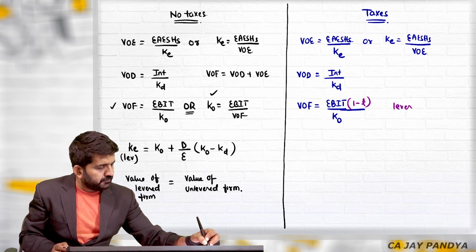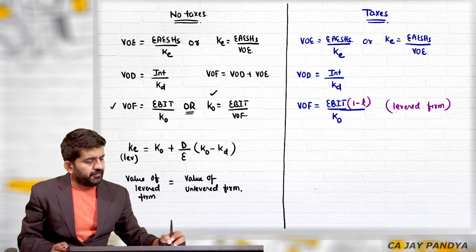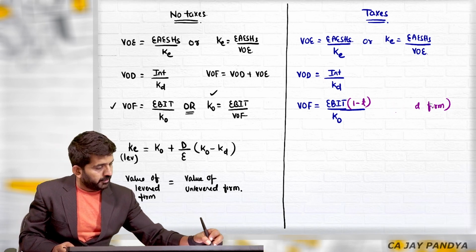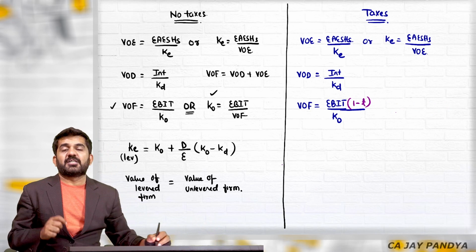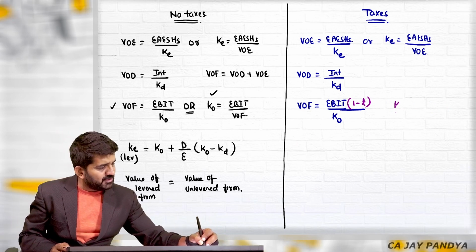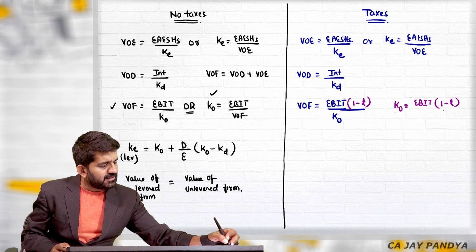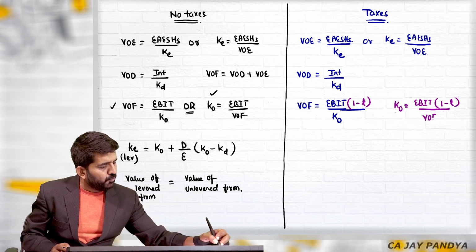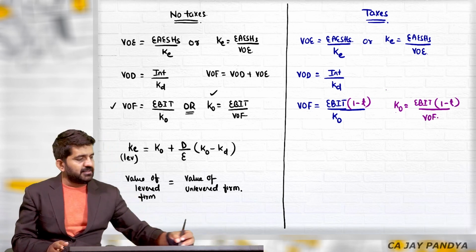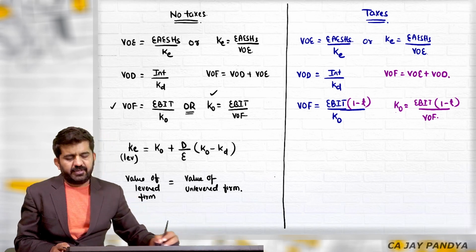Sorry, it will be applicable for both levered firm as well as unlevered firm. So value of firm can be found out by this. You can use the formula KO is equal to EBIT into 1 minus T upon value of firm, and you will be getting the answer. Also, value of firm is also equal to value of equity plus value of debt.